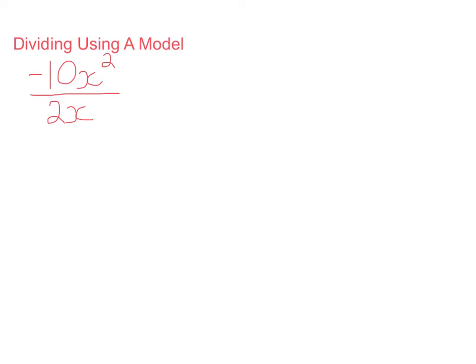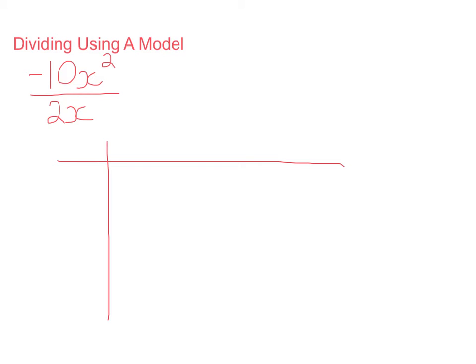Alright, so next thing we're going to do is we're going to do division. So we're going to divide now using algebra tiles. So this is a little bit different. Let's set up our grid again. So now this 10x squared, now that is going to be the number inside our rectangle. So we have negative 10x squared, which means we're going to be drawing 10 negative big square tiles. Now we're going to arrange the tiles into a rectangle so that one of the sides is 2x tiles long.